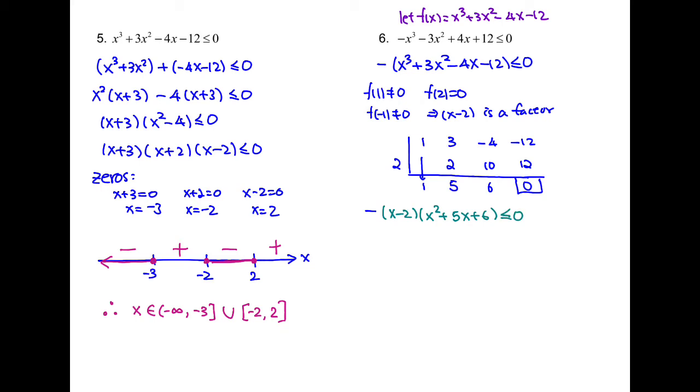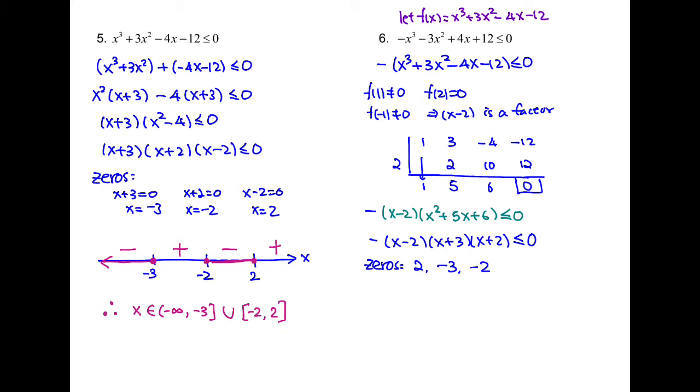And now we have to factor this quadratic trinomial into two other brackets, (x plus 3) times (x plus 2). Once we have the factored form, then we can find the zeros. So x minus 2 equal to 0 means x could be 2. x plus 3 equal to 0 means x could be negative 3. x plus 2 equal to 0 means x could be negative 2.